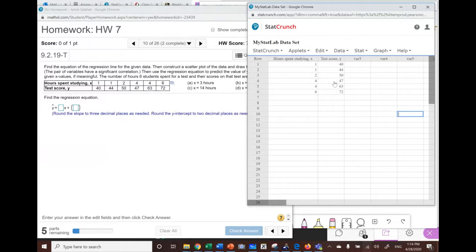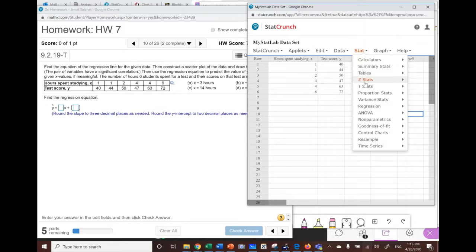Notice that the score depends on how many hours you study. So therefore, that's the reason why I put the score under the Y column, and the hours of study under the X column. Because hours of study is independent. You decide how many hours to study, but you don't decide the score. The score depends on how many hours you study. So the question is here to find the prediction equation.